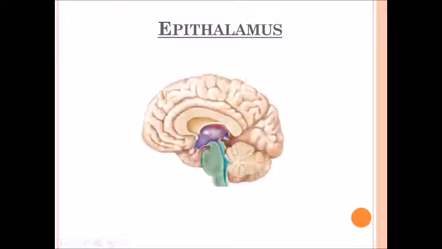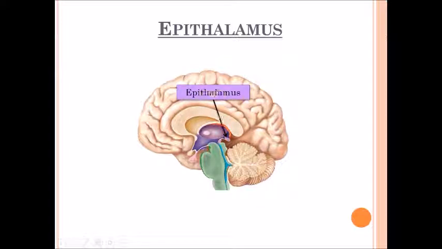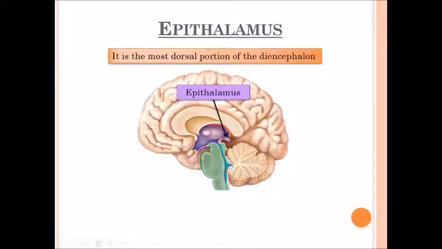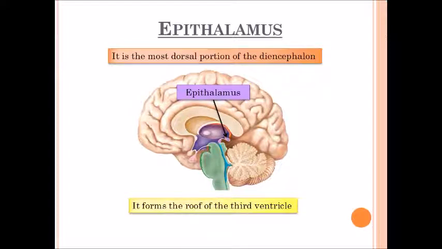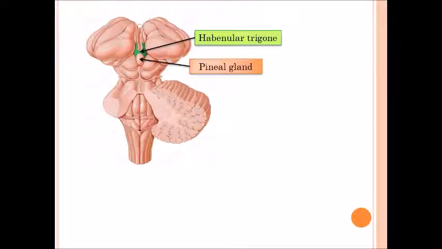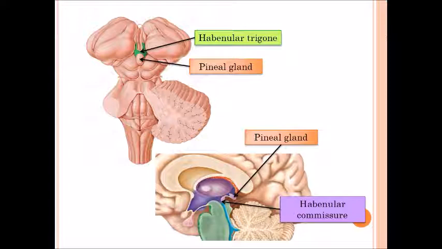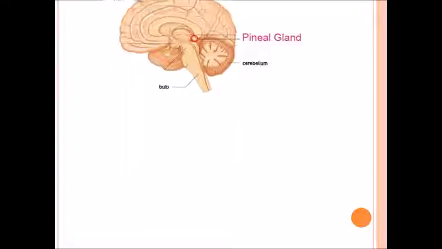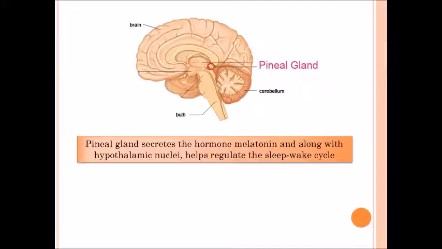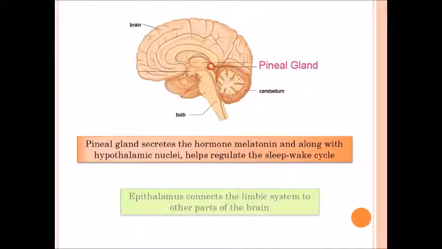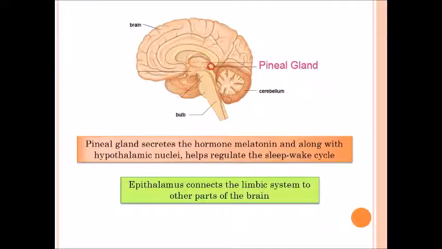Epithalamus. It is the most dorsal portion of the diencephalon. It forms the roof of the third ventricle. It includes the habenular trigone, the pineal gland, and the habenular commissure. The pineal gland secretes the hormone melatonin and, along with the hypothalamic nuclei, helps to regulate the sleep-wake cycle. Epithalamus connects the limbic system to other parts of the brain.